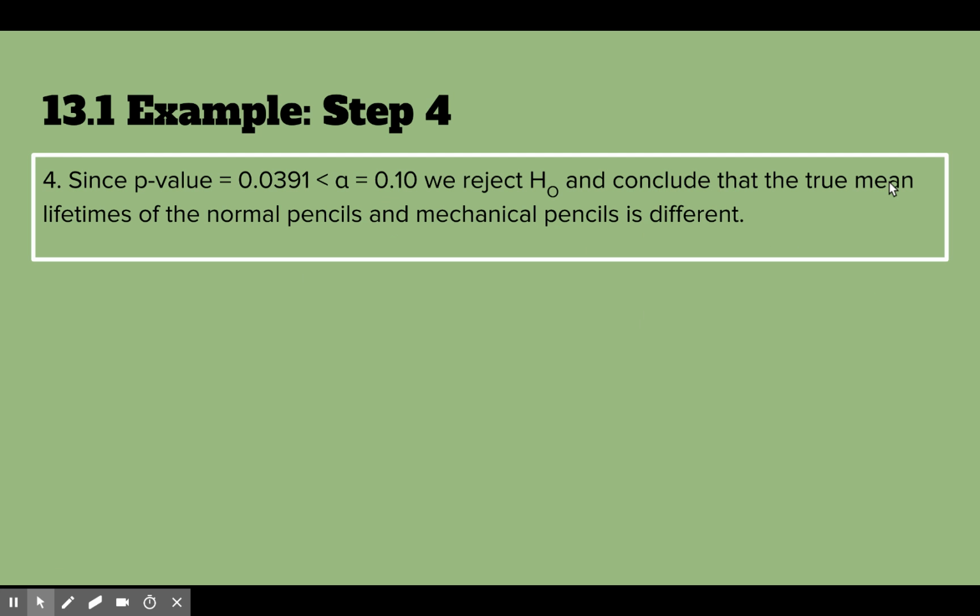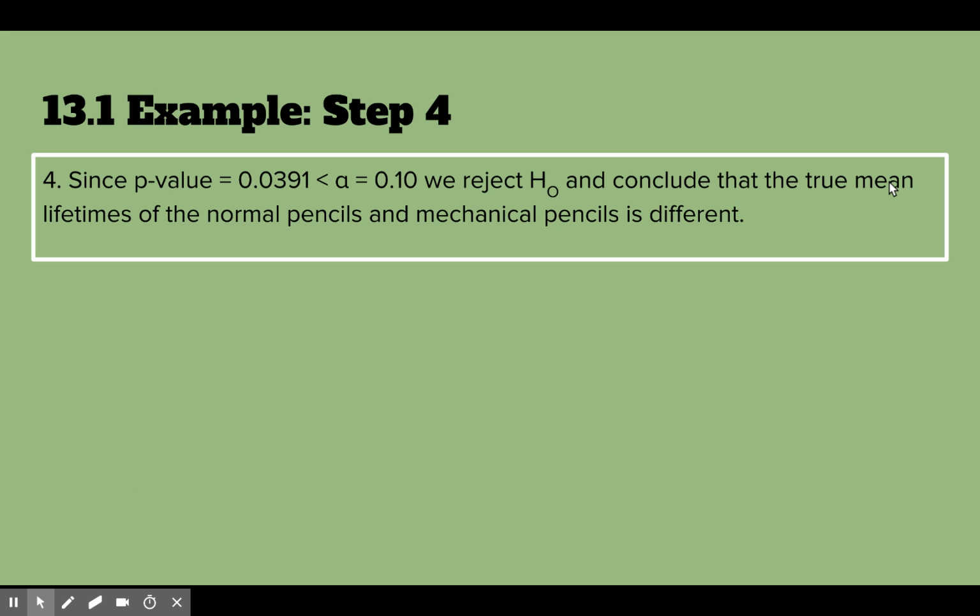Lastly, for our conclusion, since the p-value of 0.0391 is less than alpha equals 0.1, we reject H0 and conclude that the true mean lifetimes of the normal pencils and mechanical pencils is different. And since the question was just asking if they're different, we don't have to say that one lasts longer than the other. We're good there.